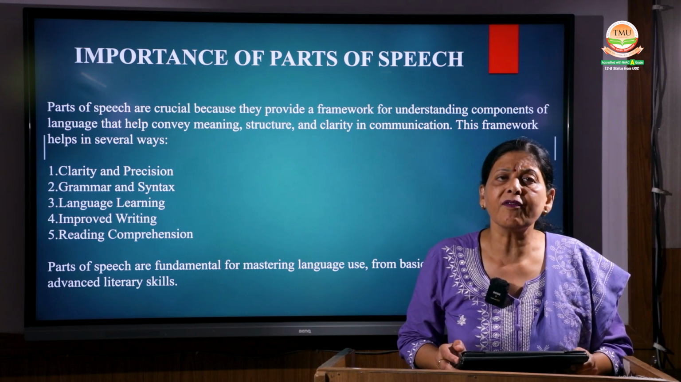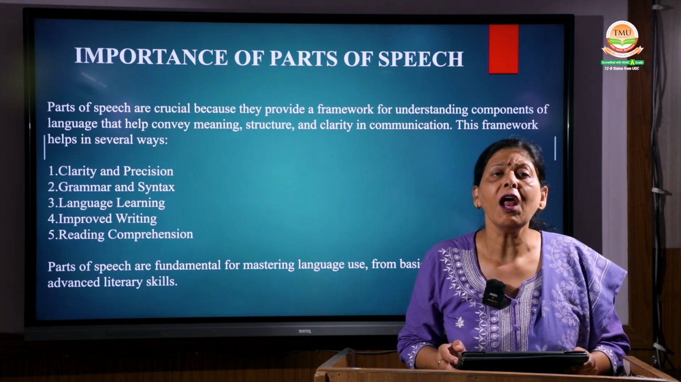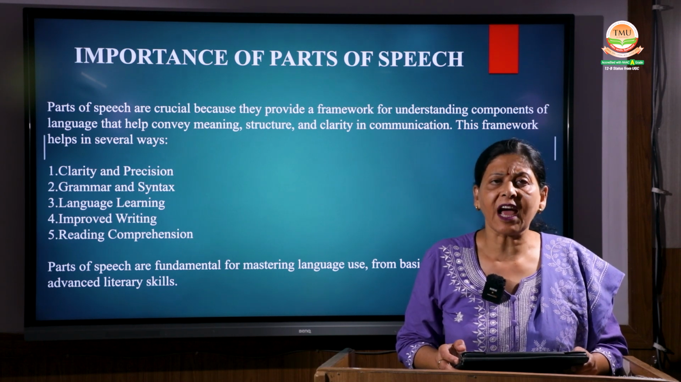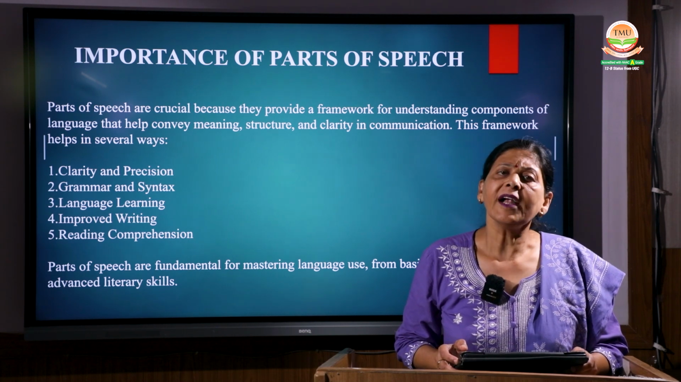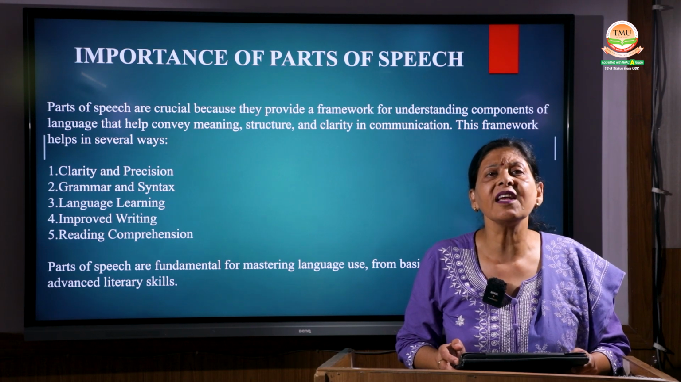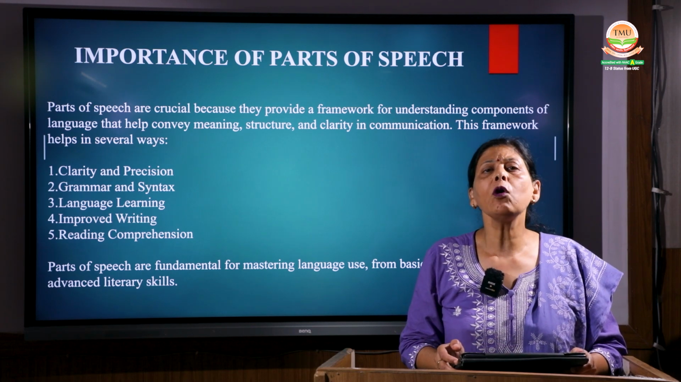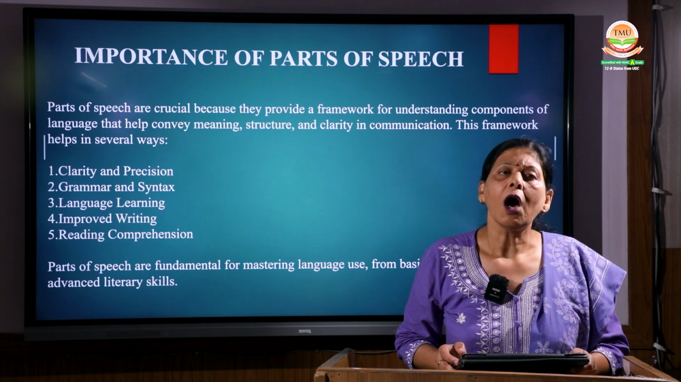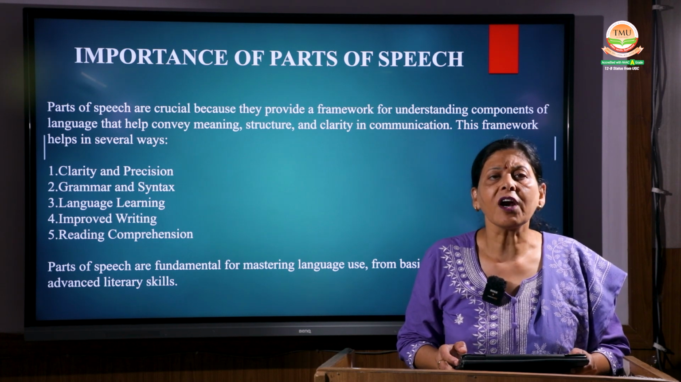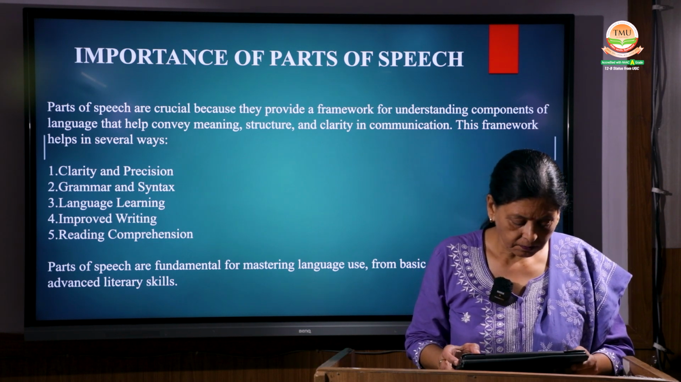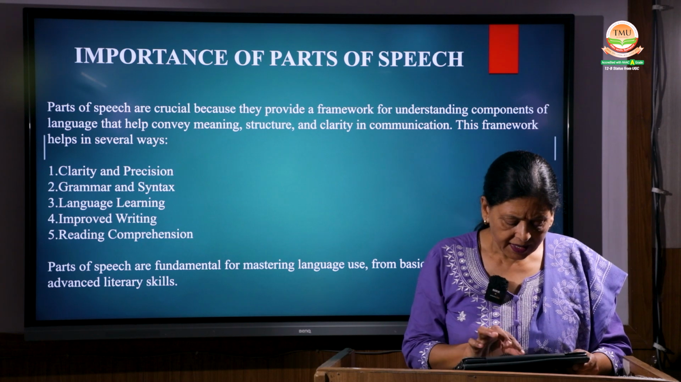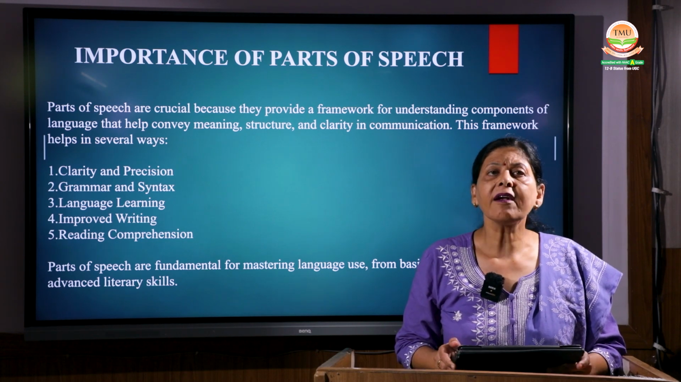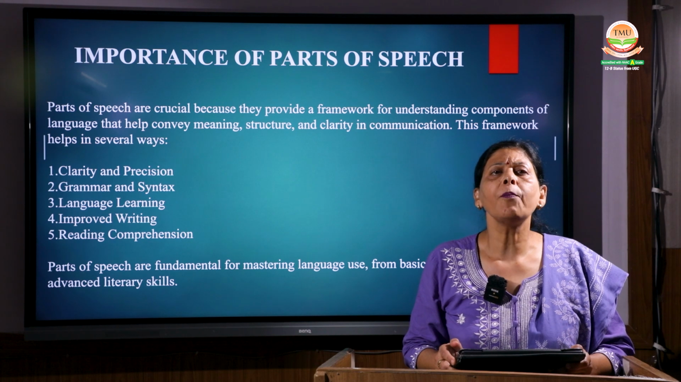The formulas of grammar would be very perfect if we know which category the words fall into. Second is syntax. Syntax is the sentence structure, because obviously if we know that we are using a word as a verb or as a noun, accordingly we will construct our sentence. Then the third one is language learning. No language can be learned until and unless we know the parts of speech.